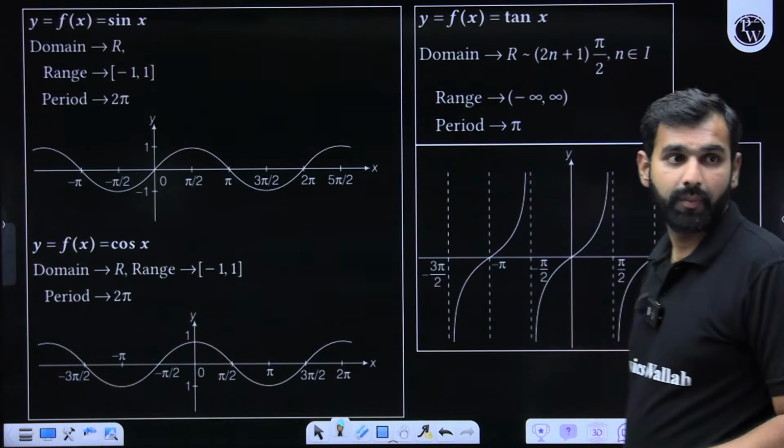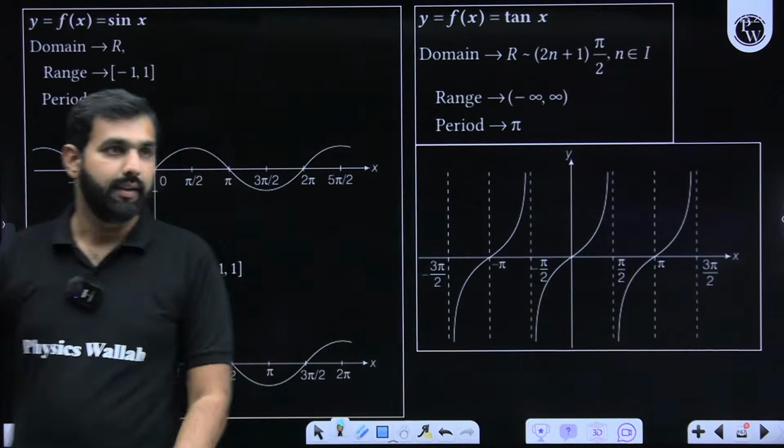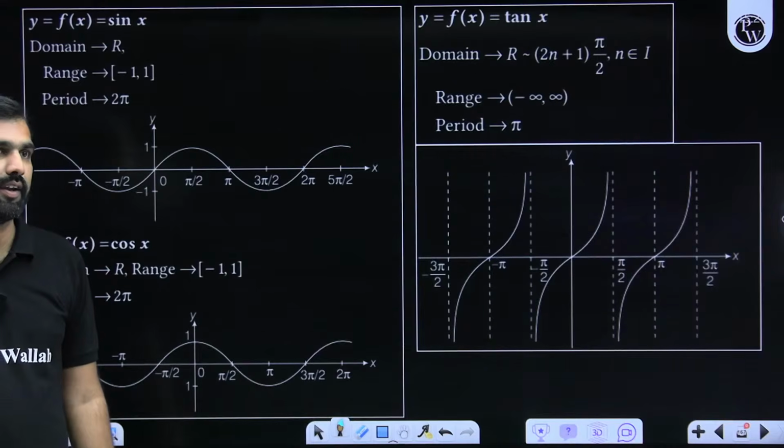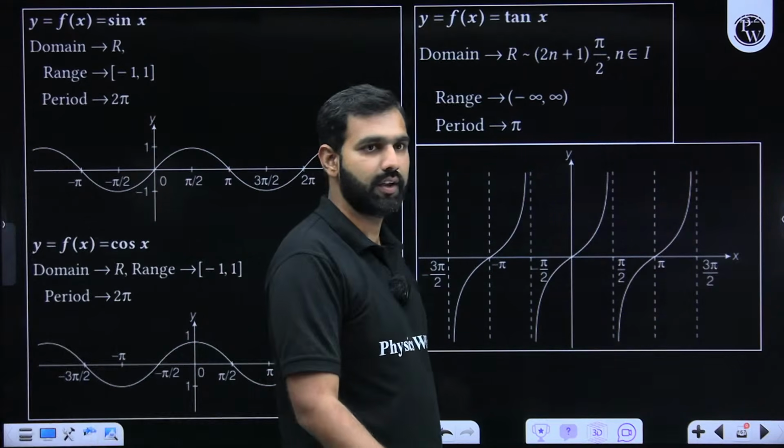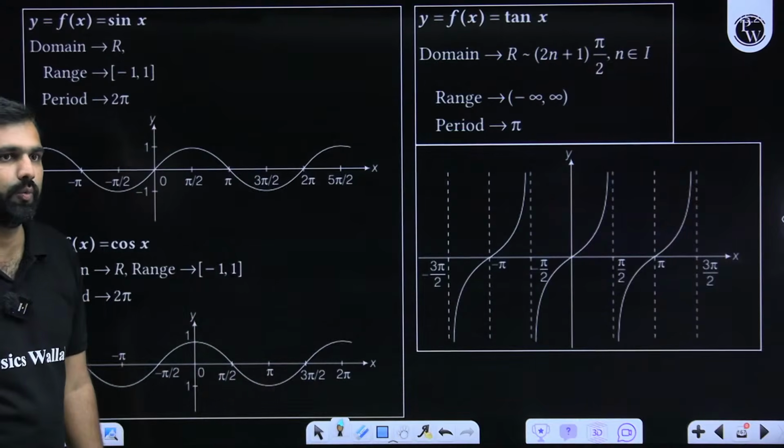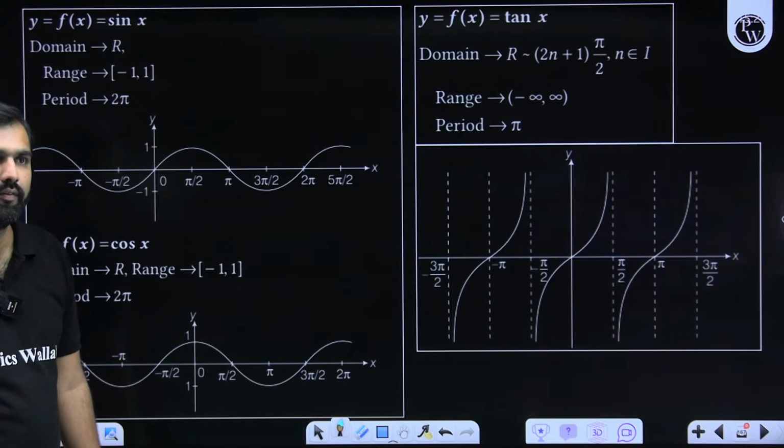I hope I'm clearly audible and visible because I see no activity on the screen. Was I clearly audible and visible? Great, great, great. So the screen froze for me. I hope it is visible and you can see me on the screen properly. Can we continue with that?